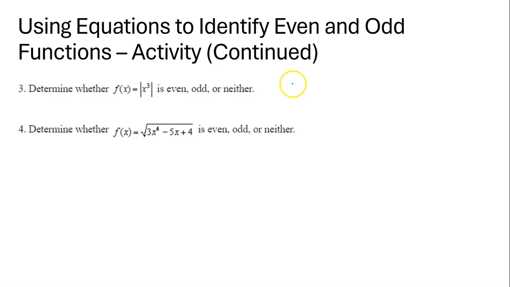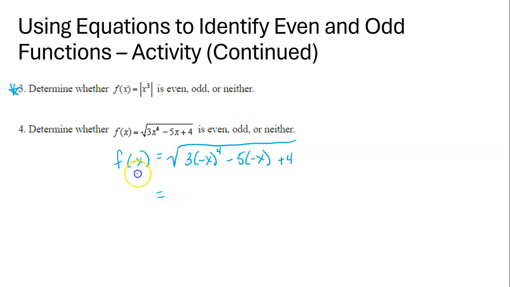These are our last two problems. Oh, yeah. This one's yucky. So let me do that one last. I'll do 4. 4 works out, but that one's yucky, so let me do that one in a minute. Determine if it's even, odd, or neither. So I'm going to plug in f of negative x, square root of 3 times negative x to the 4th minus 5 times negative x plus 4.